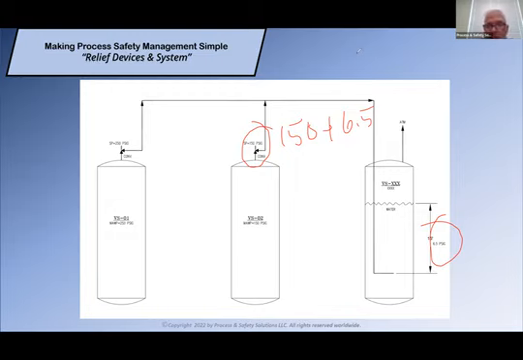Typically, what we see in a lot of industries is that it was never accounted for. So therefore, they would be out of compliance from a code perspective, because the relief valve was not lifting at MAWP or less.